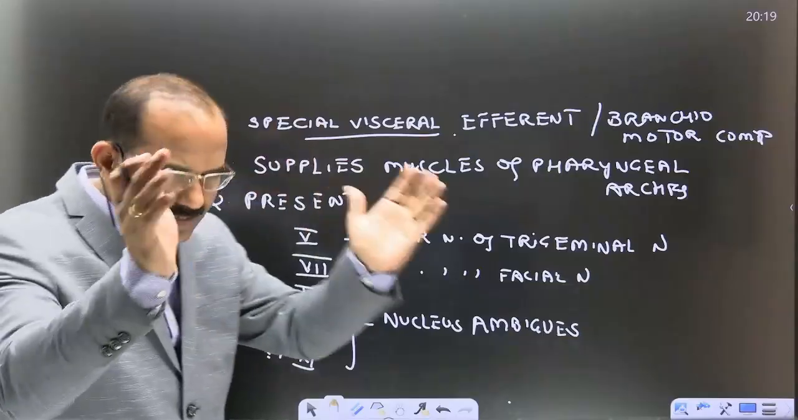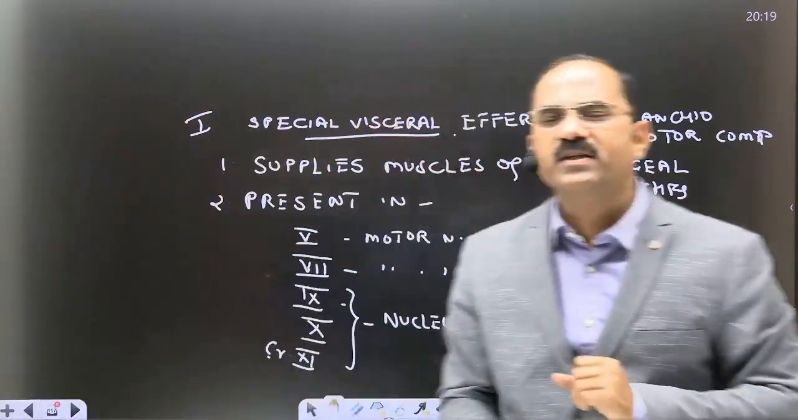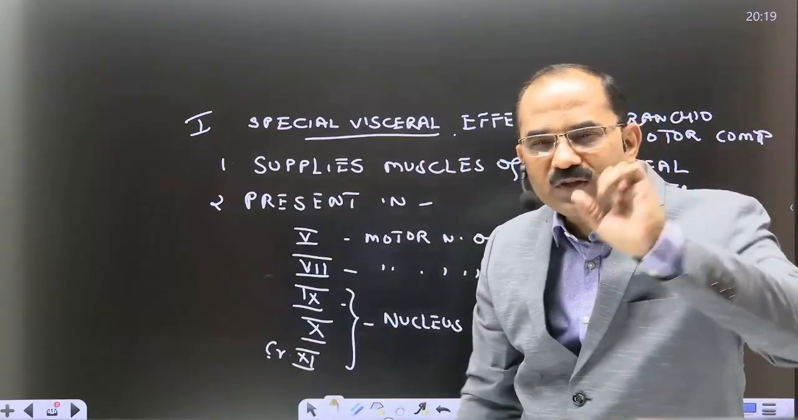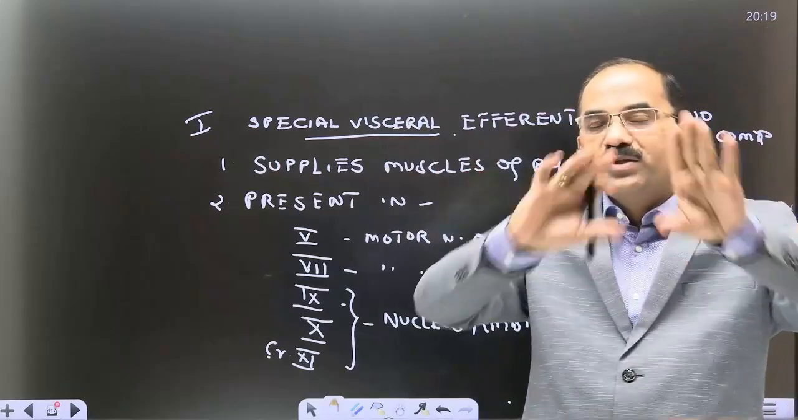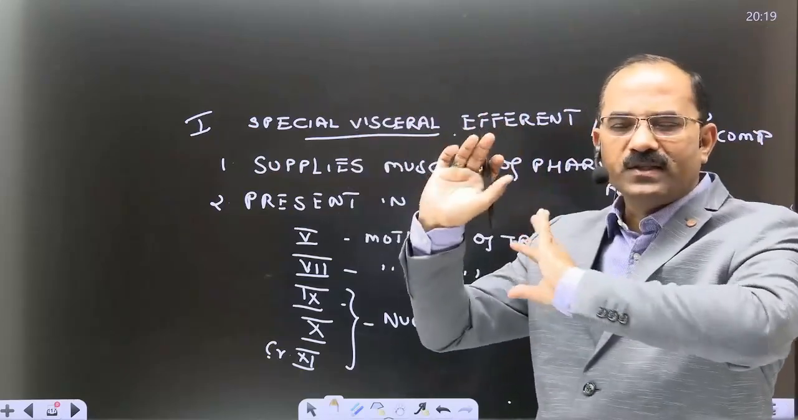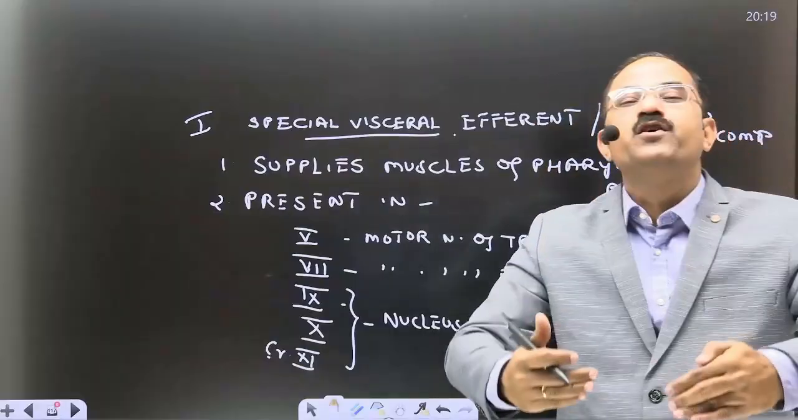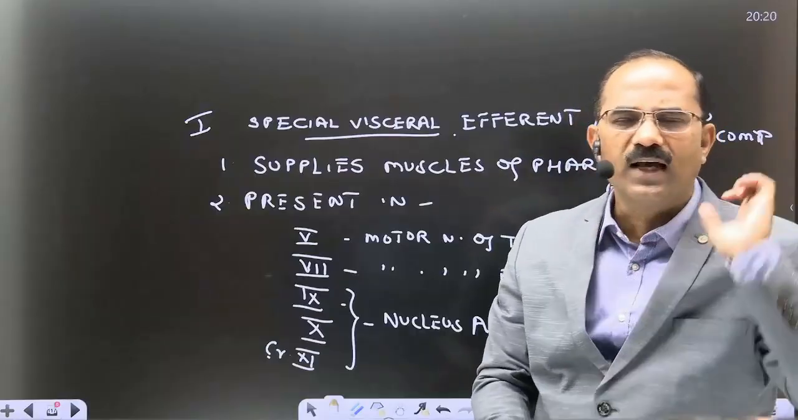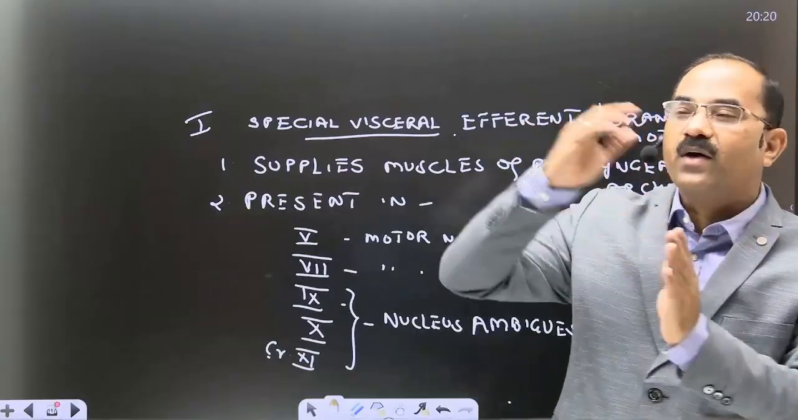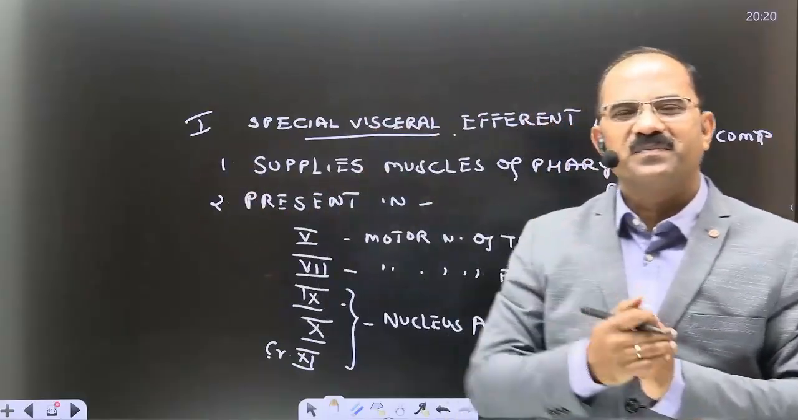Understand, what are we discussing? Functional components. The first functional component is special visceral efferent. What is this component going to supply? Muscles of the pharyngeal arches. This component is present in which nerves? 5th, 7th, 9th, and 10th cranial nerves, the nerves of the pharyngeal arches. And these nerves will have their own nucleus.